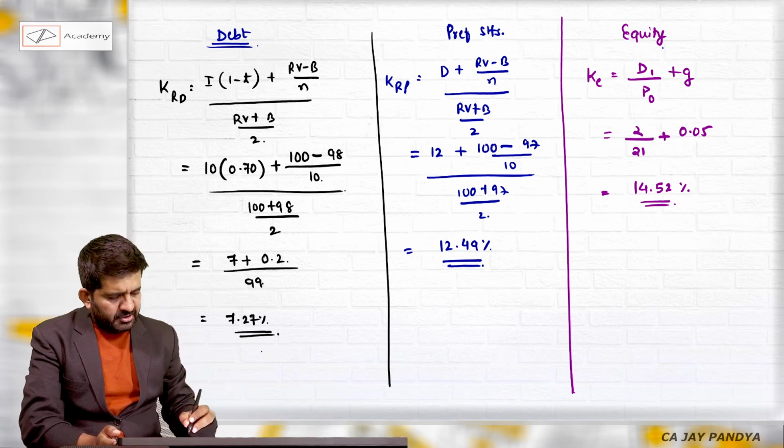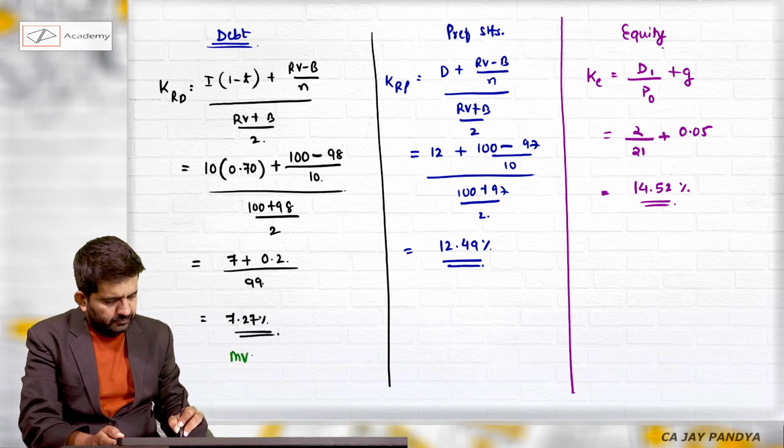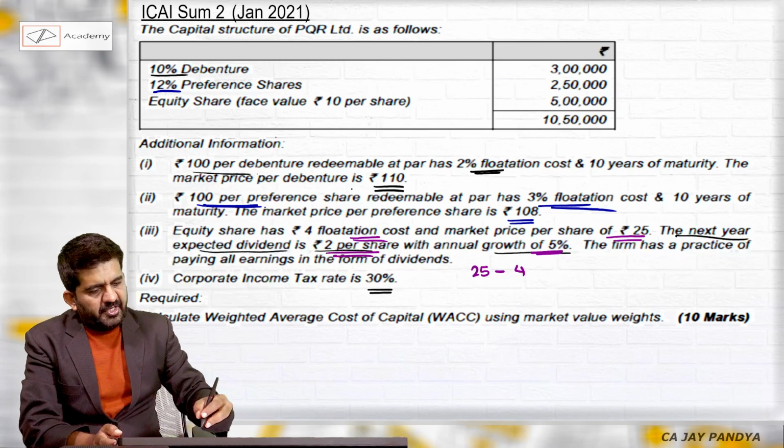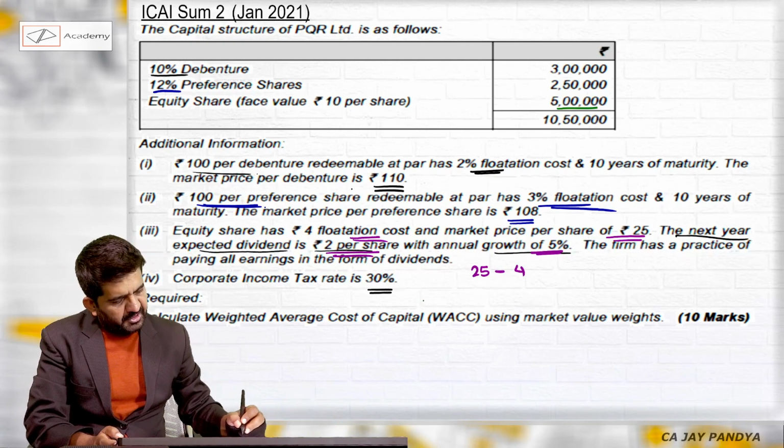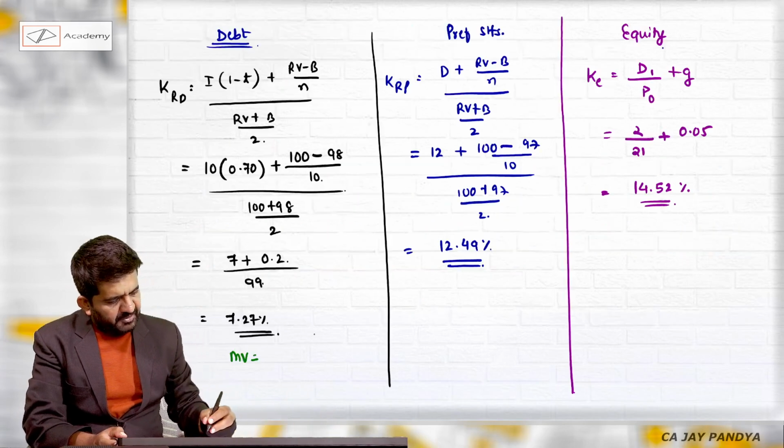I have got cost. Let me find out market value. How many number of shares are there? There are 50,000 shares of rupees 25 each.